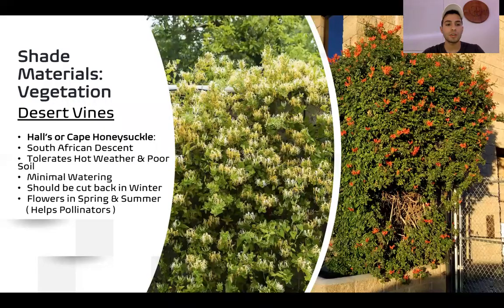Then for the shade materials, I decided to use a desert vine for various reasons, but essentially there's a very specific kind called Cape honeysuckle, and this is of South African descent, tolerates really hot weather, poor soil, and the key points are minimal watering and that it should be cut back in winter. That's going to play a really key role in my own design, which I'm going to talk about later.